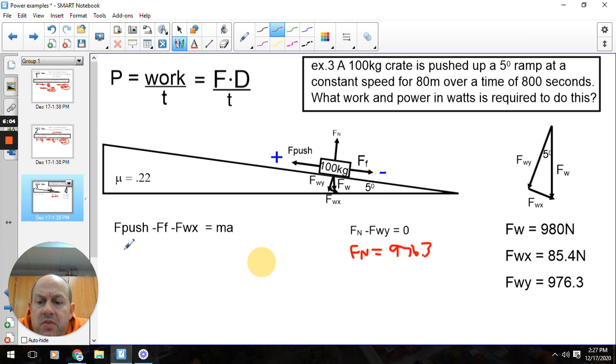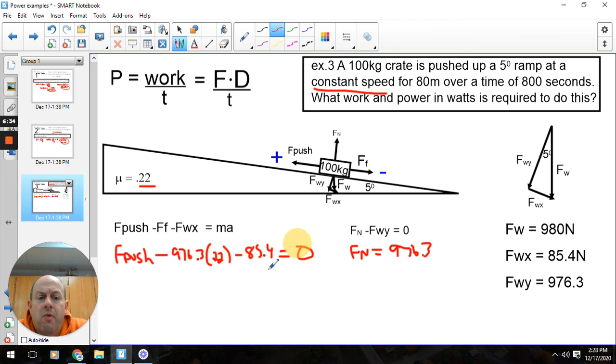Okay, and now we can put this over here on our push. So our push is going to equal our friction, which is normal, 976.3 times our mu value of 0.22 that was given to us, minus our force weight X, which in this case would be 85.4. And that's going to equal MA, or 0. Well, we are at a constant speed, so that would be 0. So when we solve for push, we would come up with 300.2 newtons.